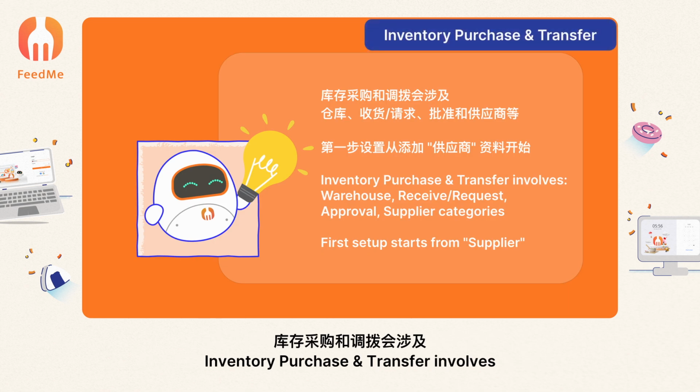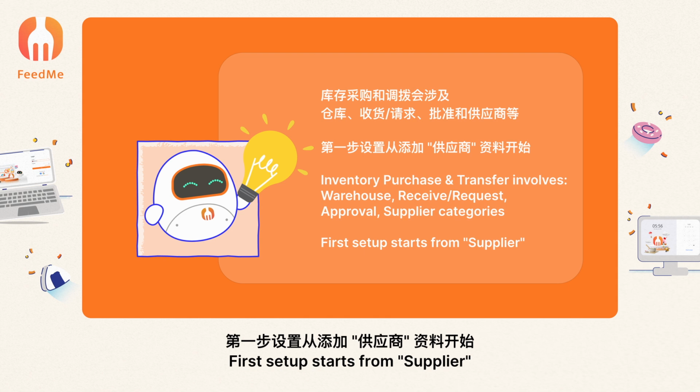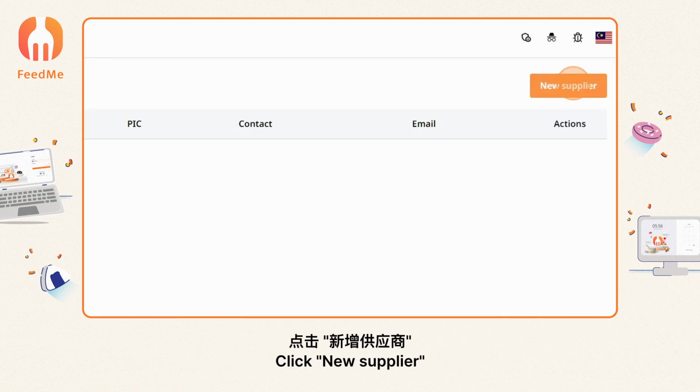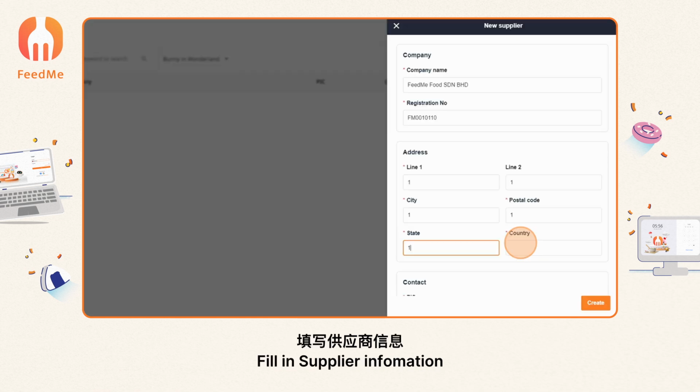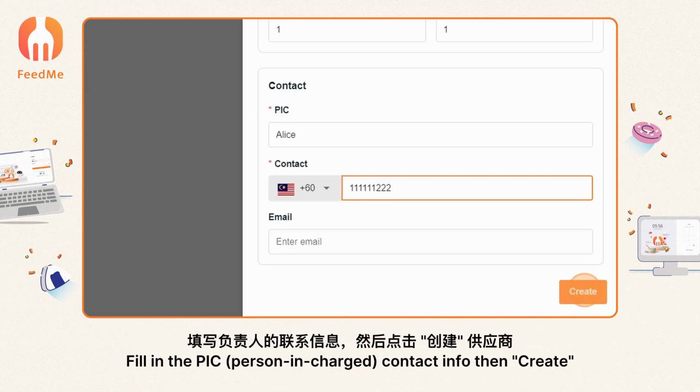Inventory purchase and transfer involves warehouse, receive and request, approval, and supplier categories. First setup starts from Supplier. Click Supplier. Click New Supplier. Fill in supplier information. These info will be used while generating inventory receive note. Fill in the PIC, person in charge, contact info, then create.